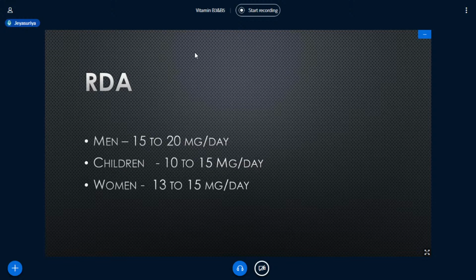The RDA for this niacin is 20 milligrams per day. Requirement increases during pregnancy and lactation, where somewhere around 25 milligrams per day is required. 6.6 milligrams of niacin is required for every 1,000 kilocalories of energy that is being produced.